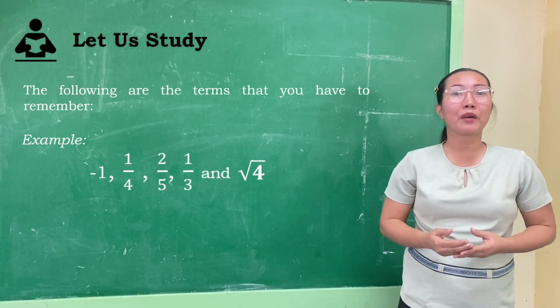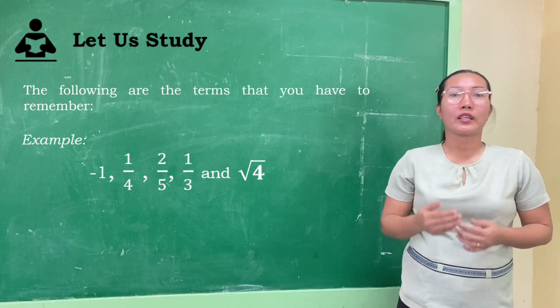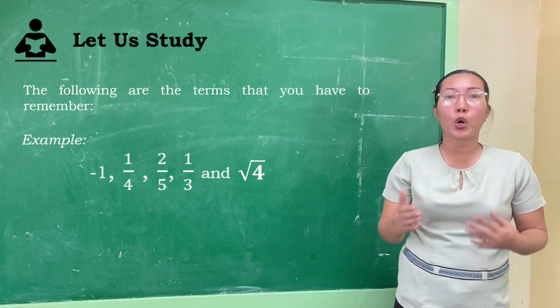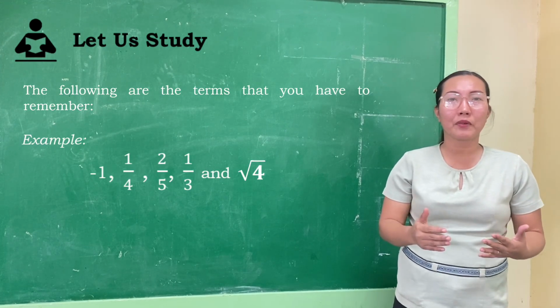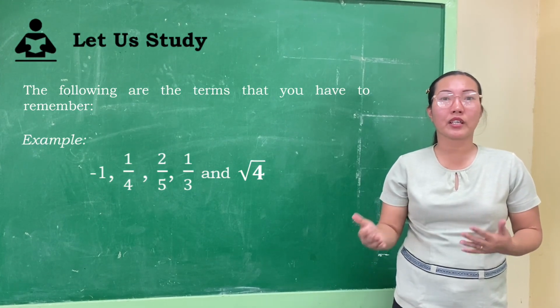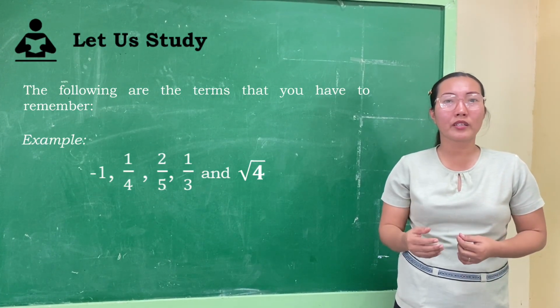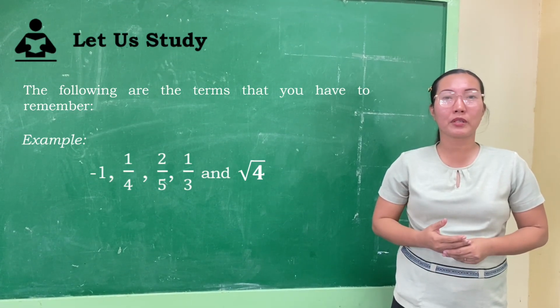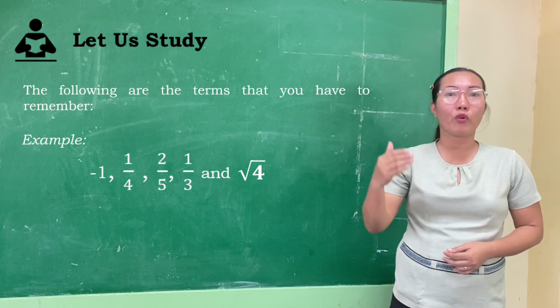Lastly, we have the square root of 4. The answer to the square root of 4 is either +2 or -2. And again, these are integers, and integers always have a denominator equal to 1. So therefore, it can also be expressed as a over b.